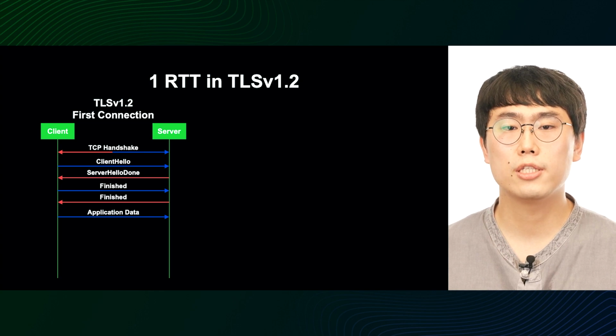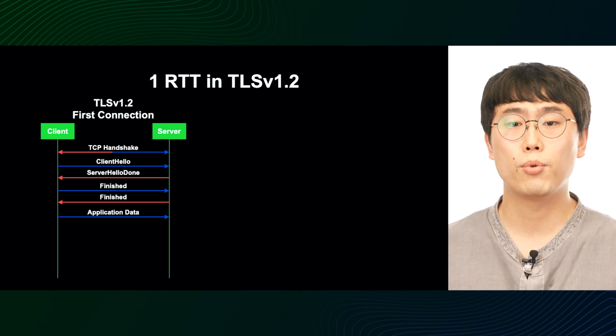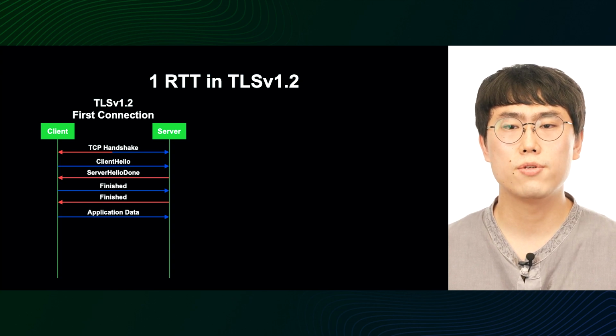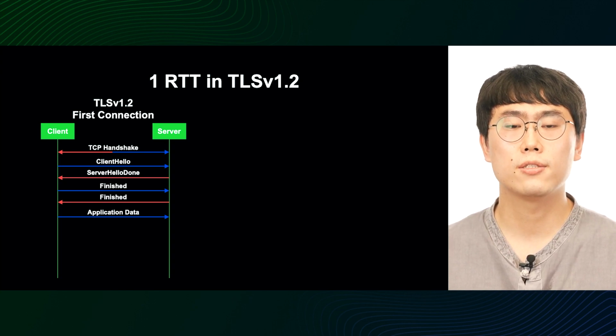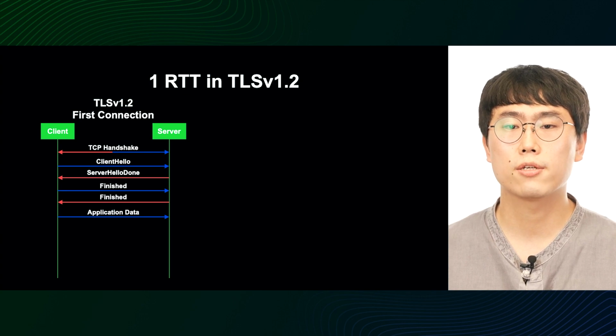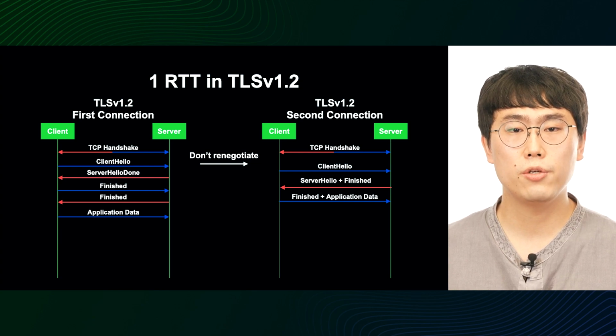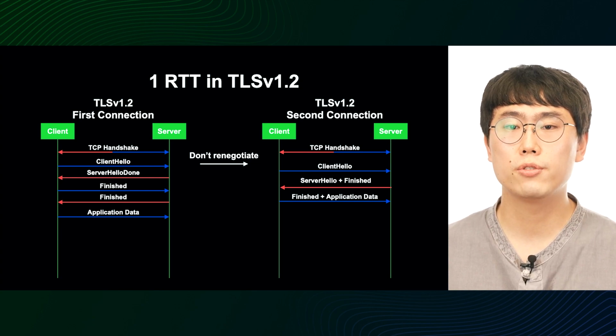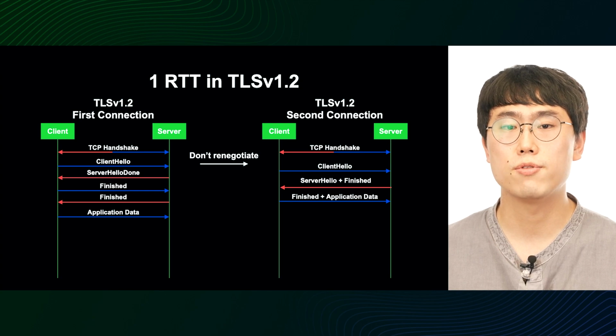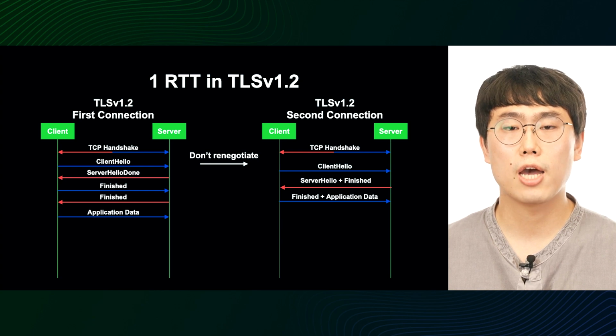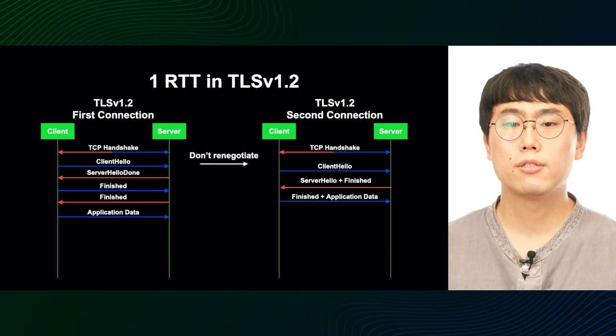Can we make the negotiation 1 RTT in TLS version 1.2? When connecting to the server, clients do a 2 RTT handshake to negotiate the cryptographic parameters. What if we reuse the cryptographic parameters used in the first connection when connecting to the server again? We can reduce the handshake if client and server can remember the session information such as cryptographic parameters and agree to use it. It is called session resumption.